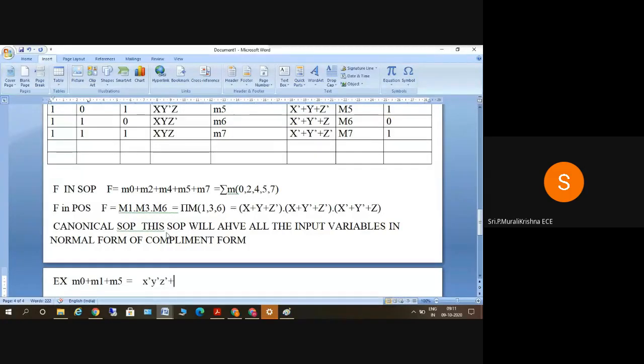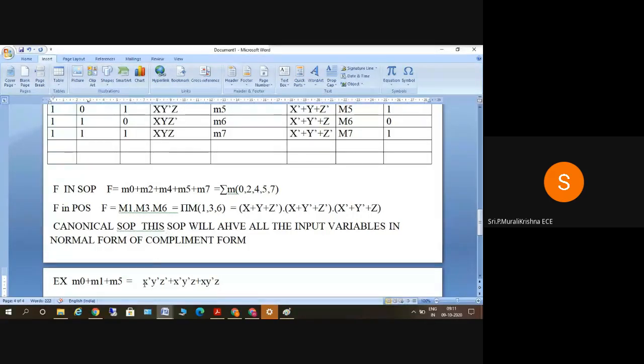So M1 is X bar, Y bar Z, and M5 is X bar, Y, Z, and the last one is X Y bar Z here. Okay, and you can see here.